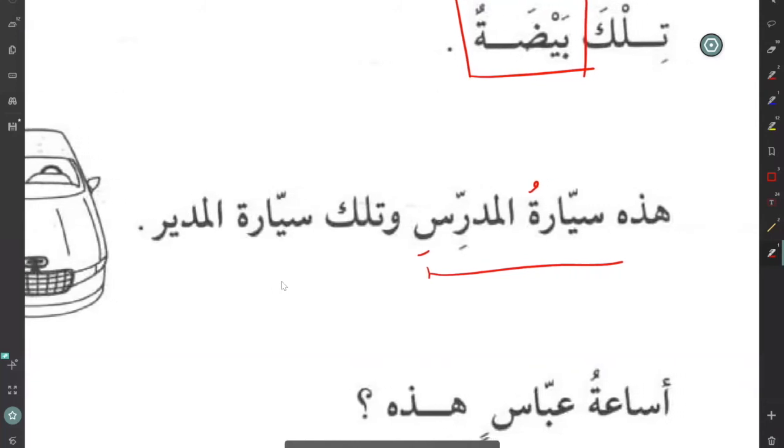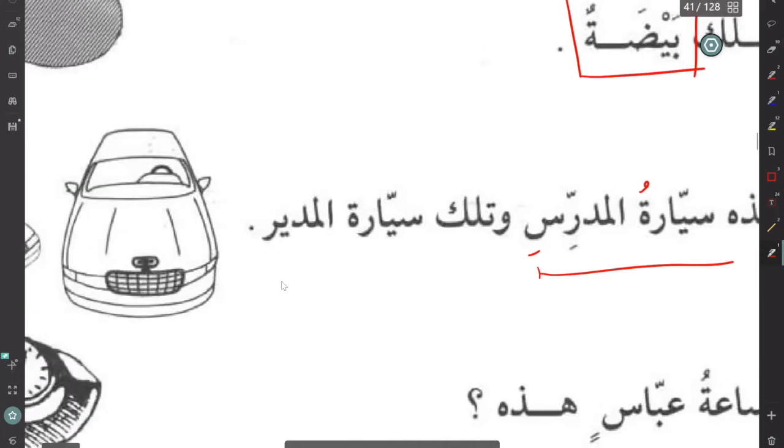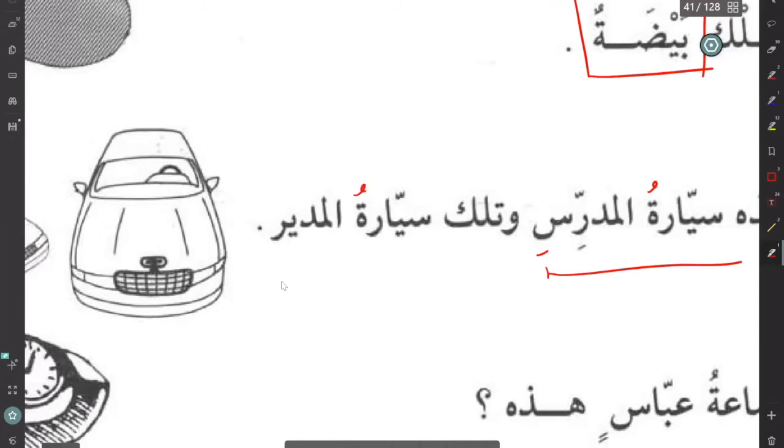Although you can say this is teacher's car, right? But for now, we will stick with the "of." This is the car of the teacher. وَتِلْكَ سَيَّارَةُ الْمُدِيرِ. Mudir is the principal, right?